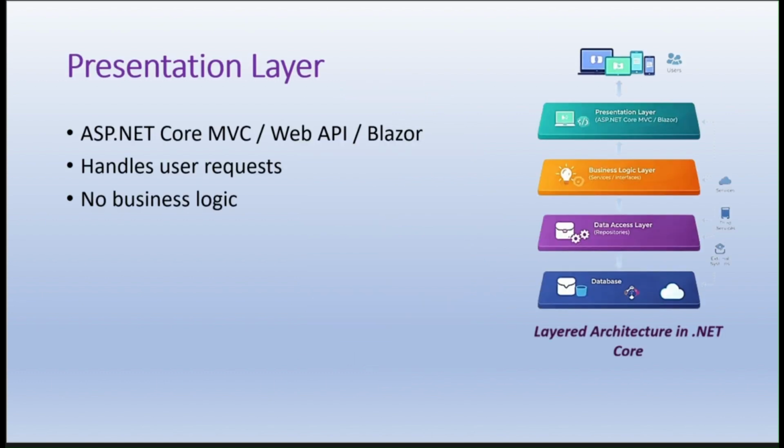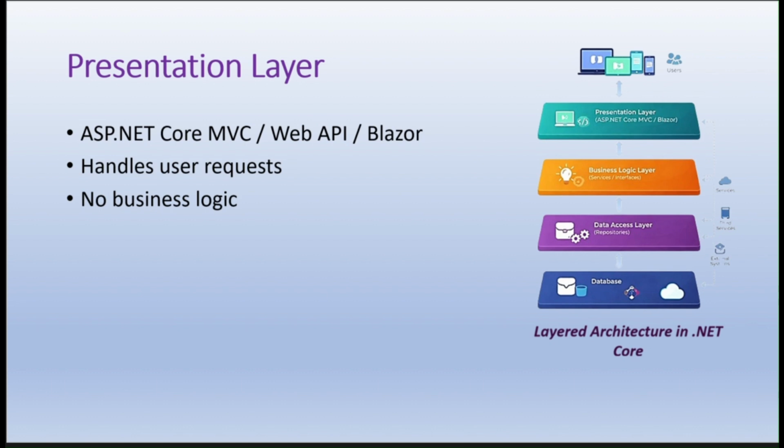So first is the presentation layer. The presentation layer is where the user interacts with the application. In .NET Core, this layer is built using ASP.NET Core MVC, Web API, or Blazor. Its job is to receive requests, perform basic validations, and pass the request to the business layer. It should not contain business rules or database logic.